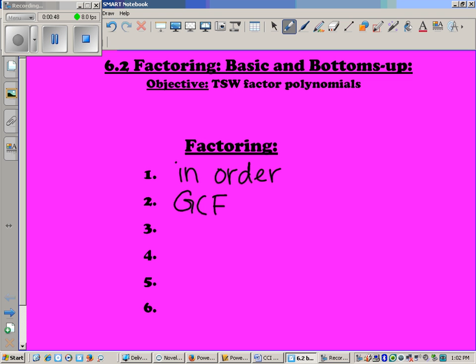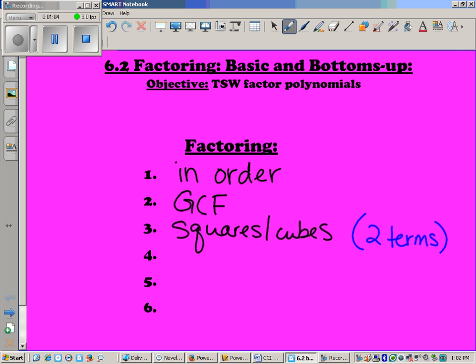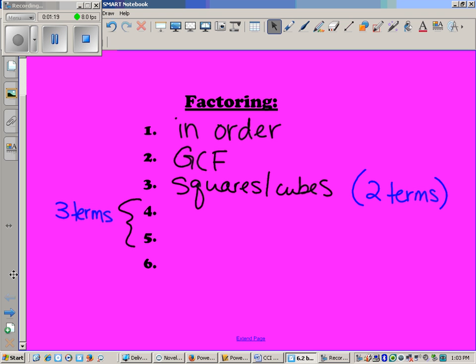Okay? The next step happens if there are 2 terms. We're going to talk about squares and cubes. This happens again if there are 2 terms in your problem. We'll talk about that later. The next 2 steps, 4 and 5, happen when there are 3 terms. That's actually what we're going to talk about today. How do you factor something that has 3 terms in it? Well, you're either going to do step number 4 or step number 5.